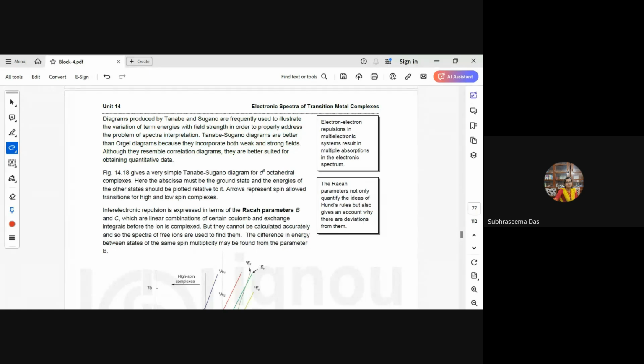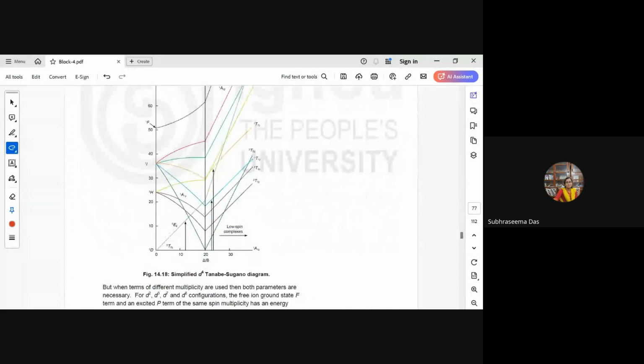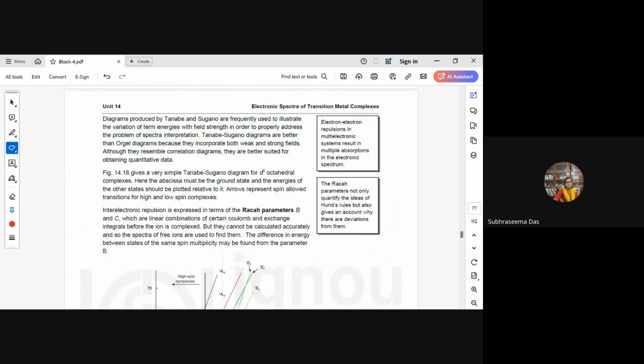And then diagrams that are produced by Tanabe-Sugano are frequently used to illustrate the variation of term energies with field strength in order to properly address the problem of spectral interpretation. Here in figure 14.18 is a simplified d6 Tanabe-Sugano diagram. So here is a very simplified approach.